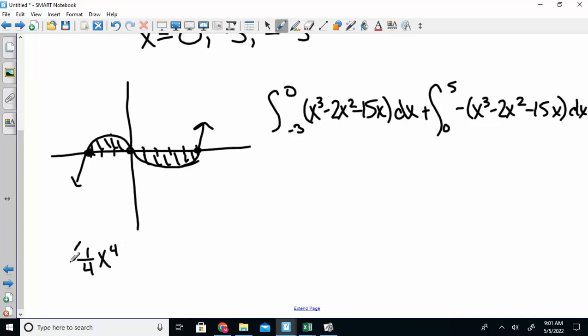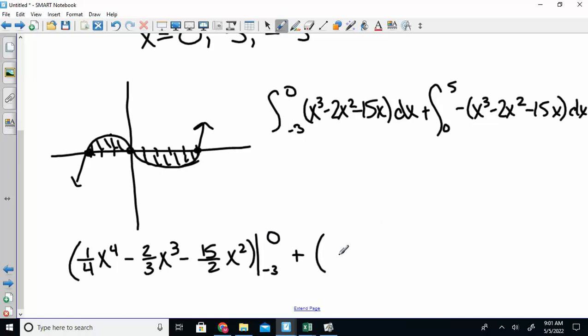So the antiderivative of x cubed, I'm going to go down here, I need more space. It would be 1/4 x to the 4th. This would be 2/3 x cubed, 15/2 x squared. Okay, this one, I'm going to go ahead and distribute my negative, so negative 1/4 x to the 4th plus 2/3 x cubed plus 15/2 x squared.